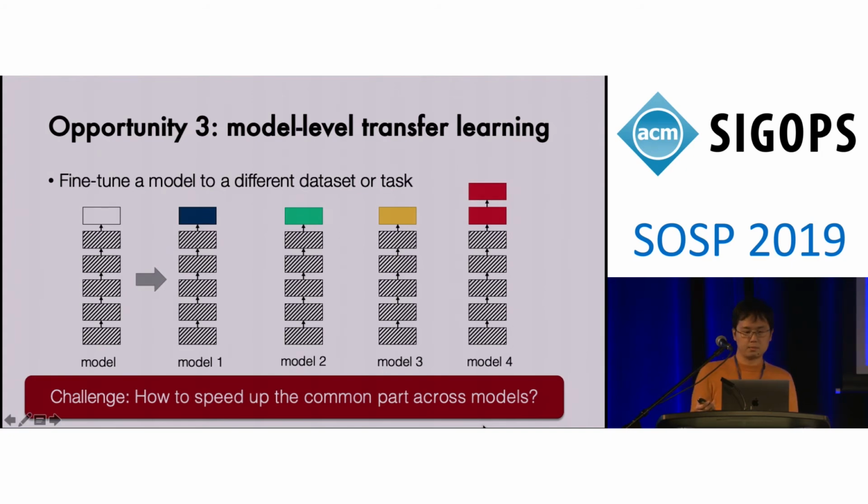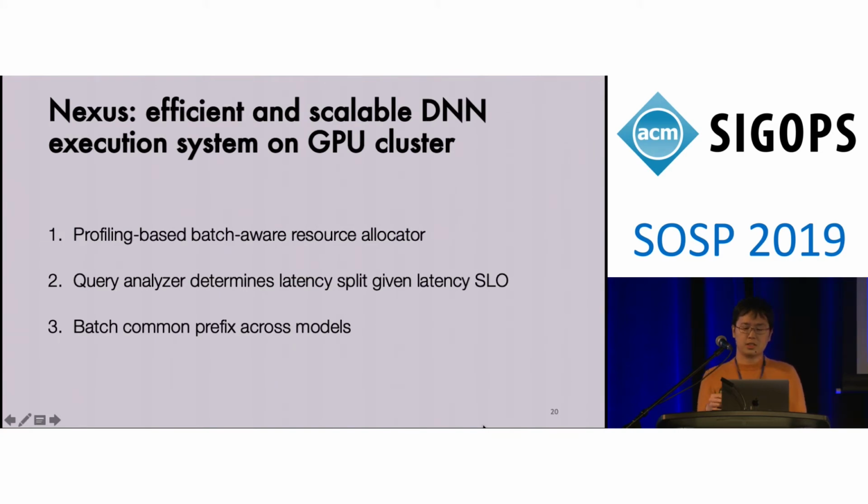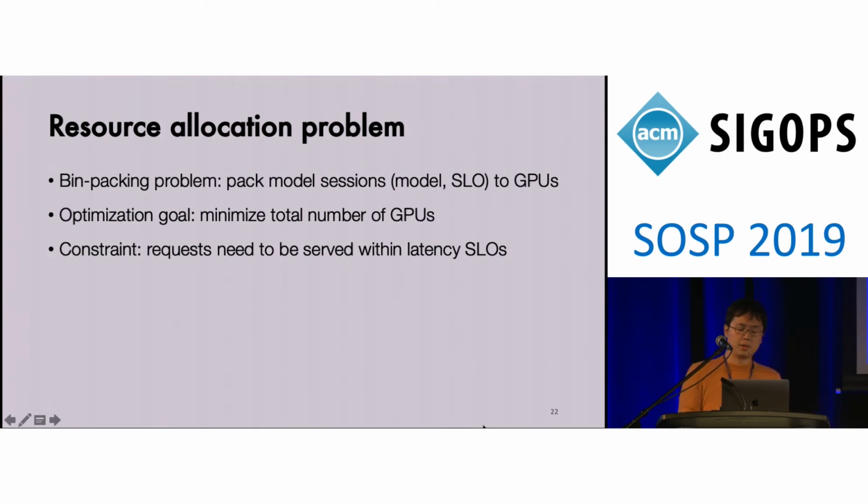So in order to address these optimization opportunities and challenges, we built Nexus, and it uses 3 main techniques to address these challenges, and I will go over them one by one. Let's start with resource allocation. The resource allocation problem has the structure of a bin packing problem. We need to pack model sessions into GPUs.